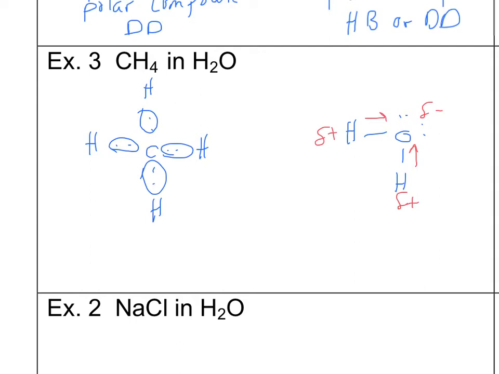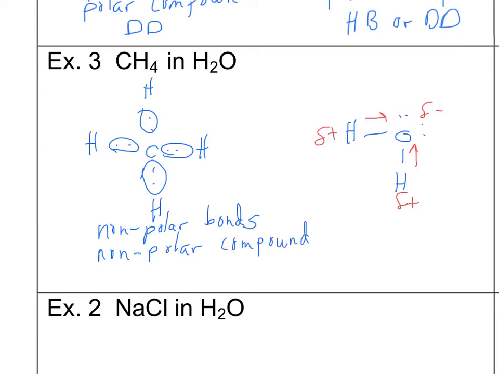Here are the diagrams. The bond between carbon and hydrogen only has an electronegativity difference of 0.4. So these are all nonpolar bonds, making this a nonpolar compound. Now, nonpolar compounds only attract through London dispersion forces.